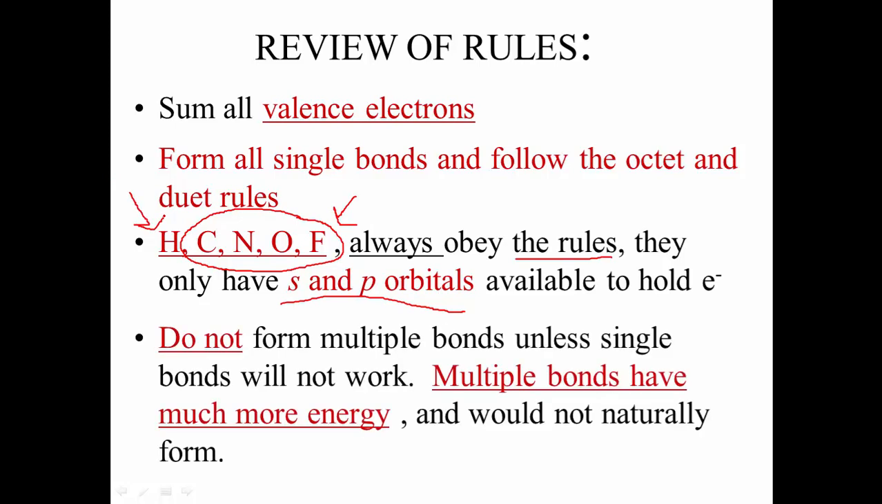Do not form multiple bonds unless you cannot get the structure to work with single bonds. Multiple bonds have more energy and are highly unstable and would not naturally form. So the only reason you have to use multiple bonds is that when you use single bonds, you don't have enough electrons to distribute. So that means you need to share more effectively. So you're sharing between the atoms with multiple bonds.